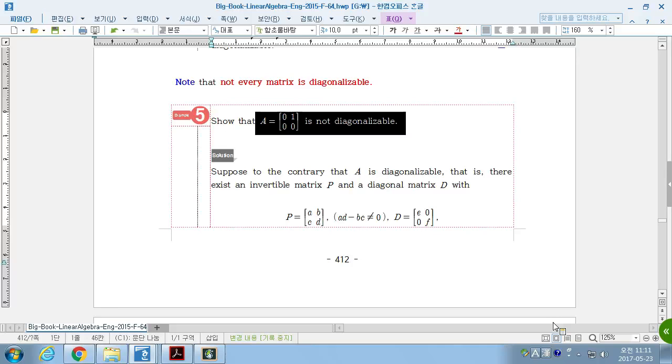By way of contradiction, suppose this matrix is diagonalizable. Then we show it yields a contradiction. So it cannot be diagonalizable. That's the one way to show it.